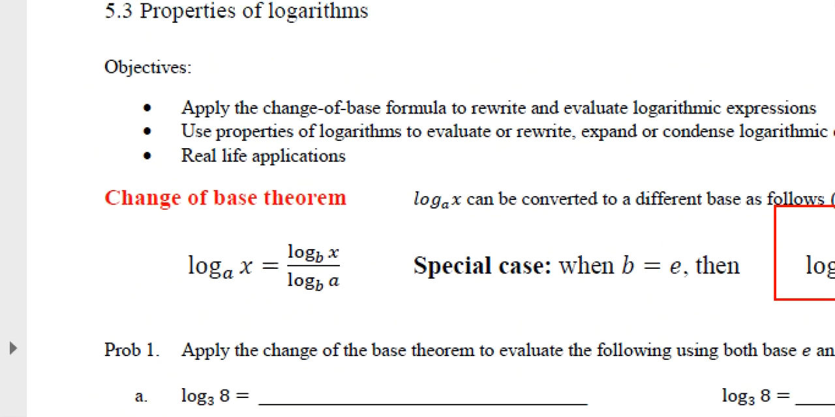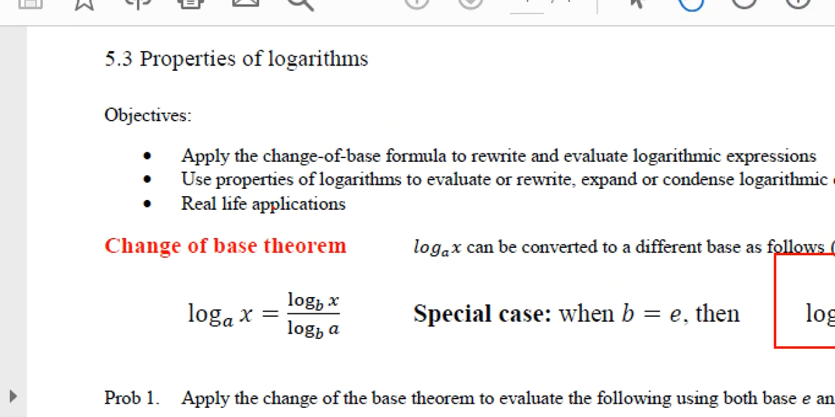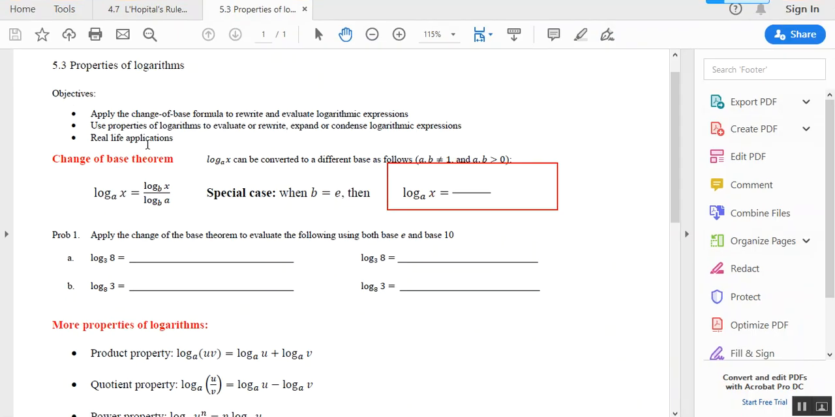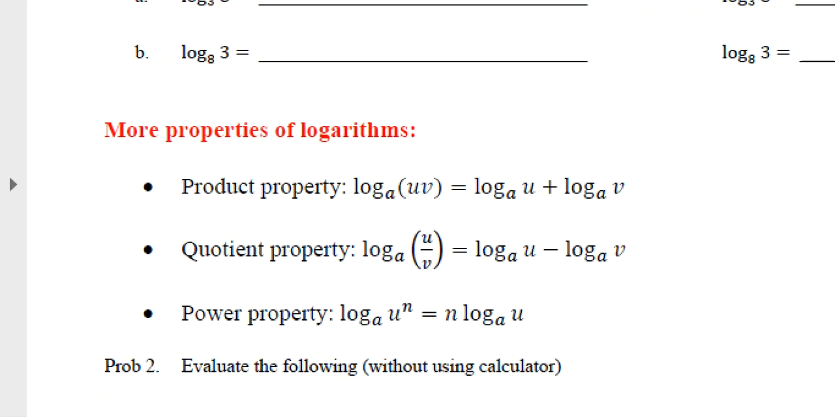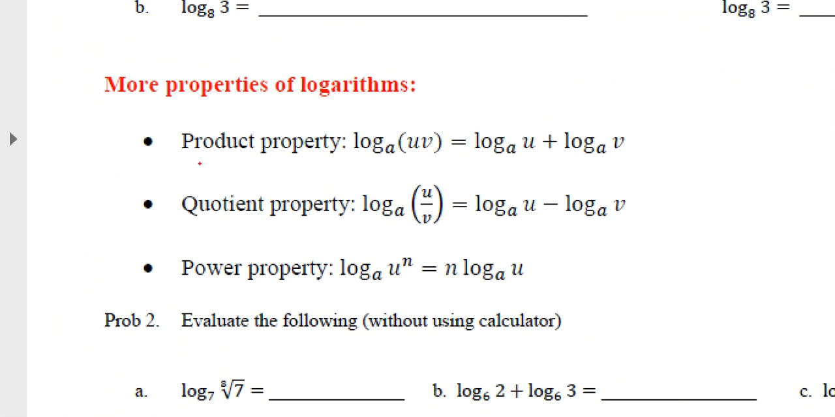Hi guys, in this section 5.3, we focus on a few properties of logarithms. The good news is we don't have too many. If you skim through the section, this is the first one, the change of base theorem, and then we have a few others: the product property, quotient property, and power property.